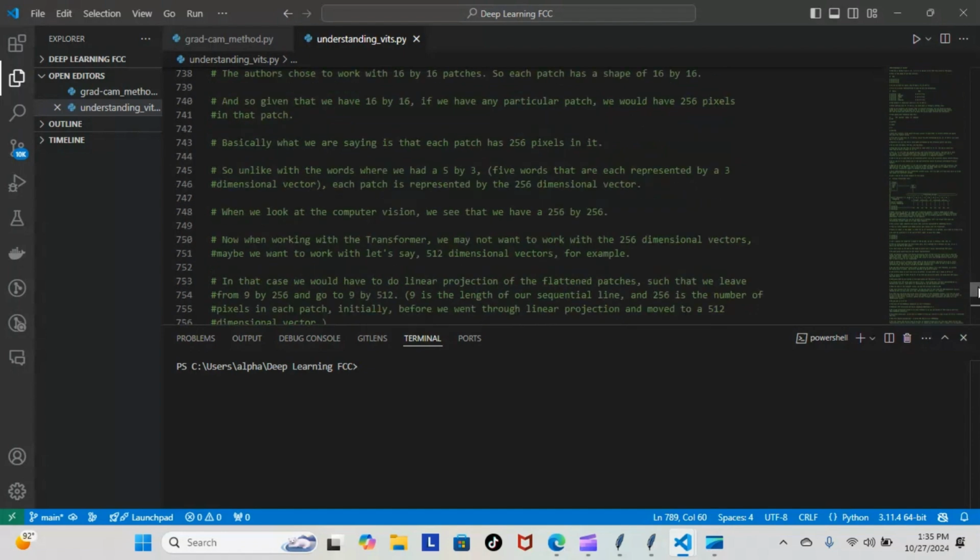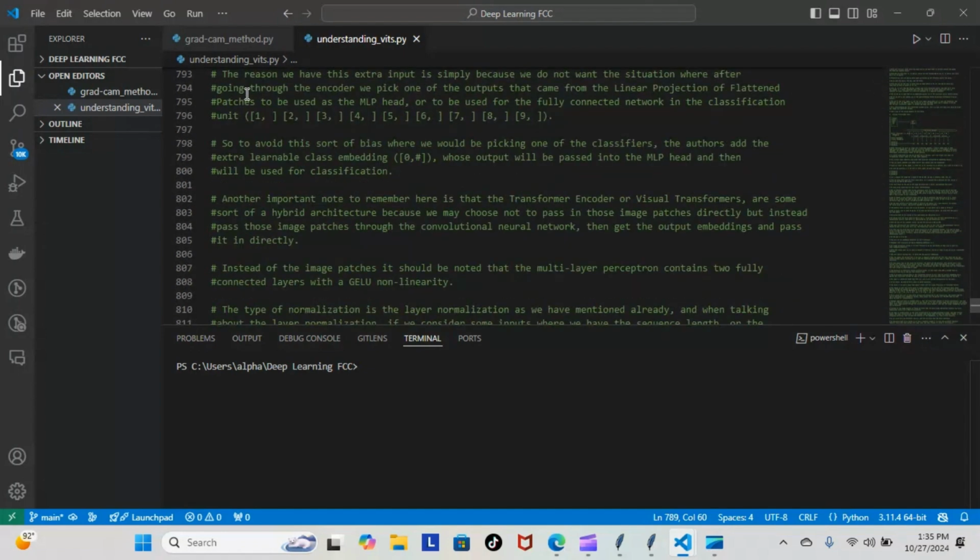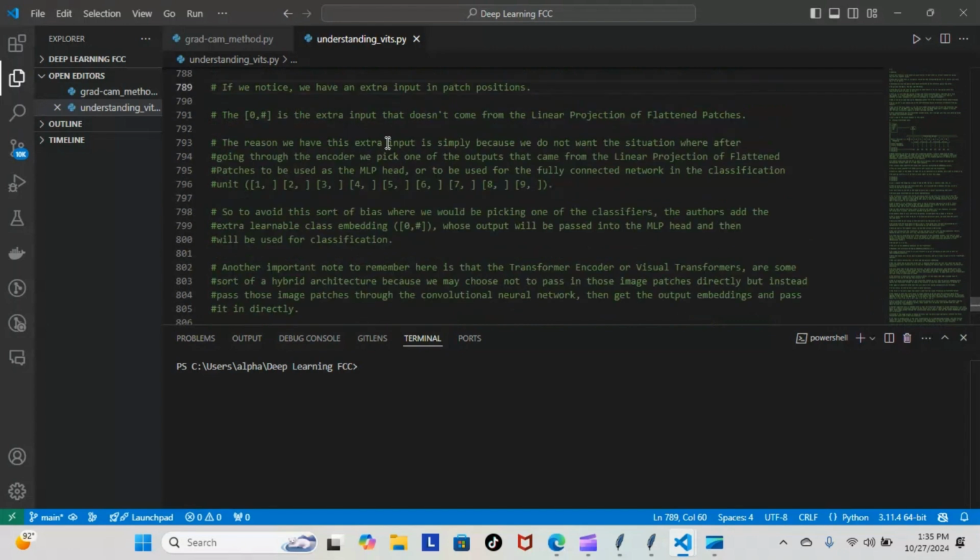So let's go back down. Up too far. Let me go back up a little bit. All right. So the reason we have this extra input is simply because we do not want the situation where, after going through the encoder, we pick one of the outputs that came from a linear projection of flattened patches to be used as the MLP head, or to be used for the fully connected network in the classification unit.